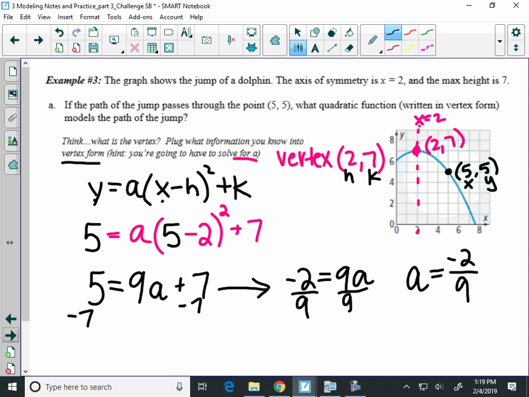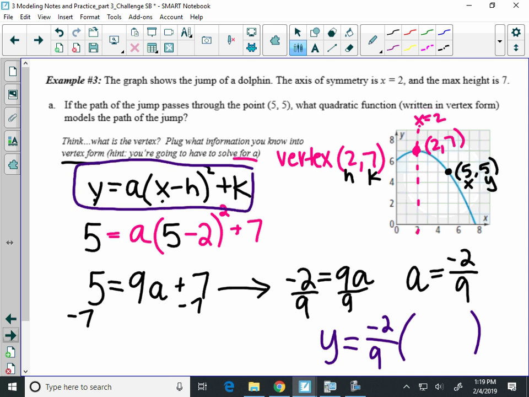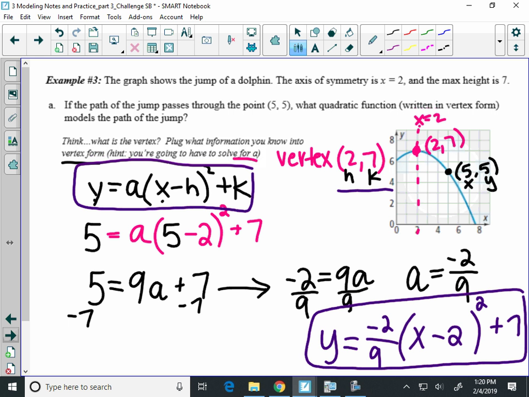So overall, how do you write the equation? Yep, y equals negative 2 over 9. Oh, parentheses. I'm writing vertex form here. Yes, sorry, I was listening to their conversation. x, use the vertex here. Minus 2 squared plus 7. That's your dolphin's jump.